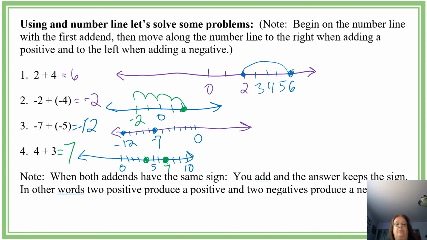All right, note when both addends have the same sign, you add the absolute values and keep the sign. In other words, 2 positive numbers produce a positive and 2 negatives would produce a negative.